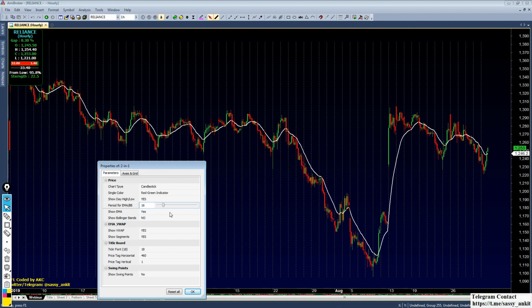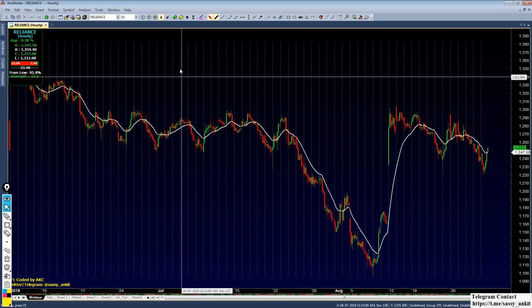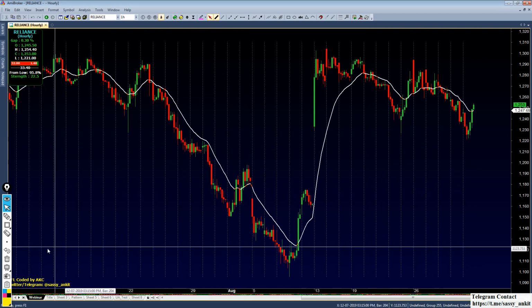We want price to stay below or above the EMA, like this. So you can say around 18 to 21 we can have our EMA. So let's take it as 18 in this case. Okay, so this is my Reliance chart.